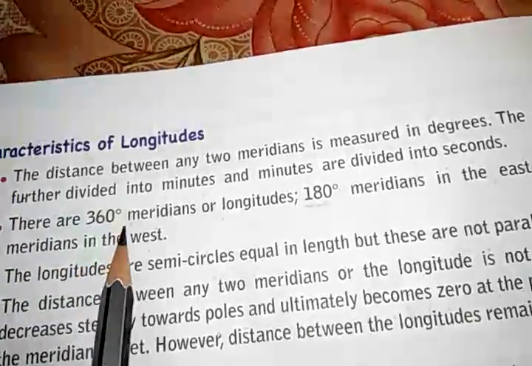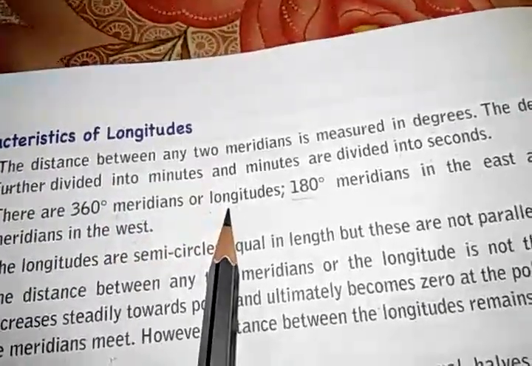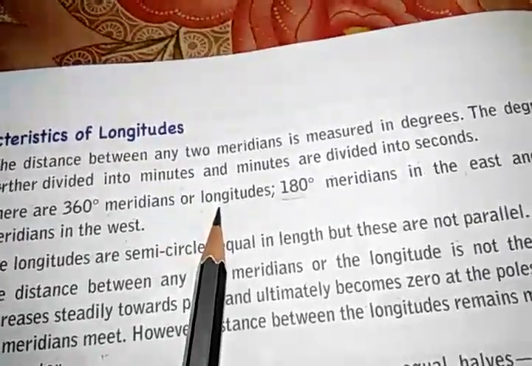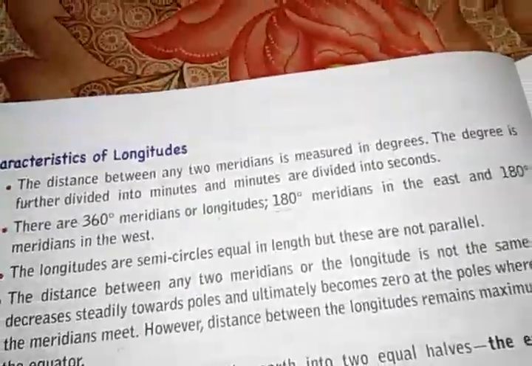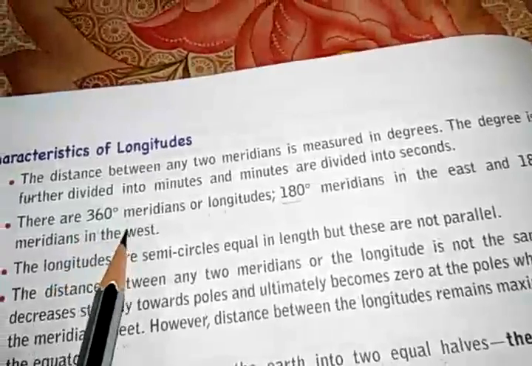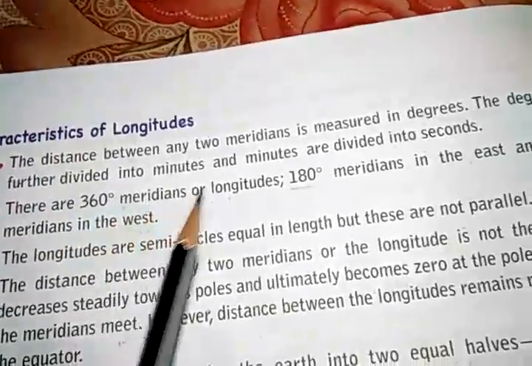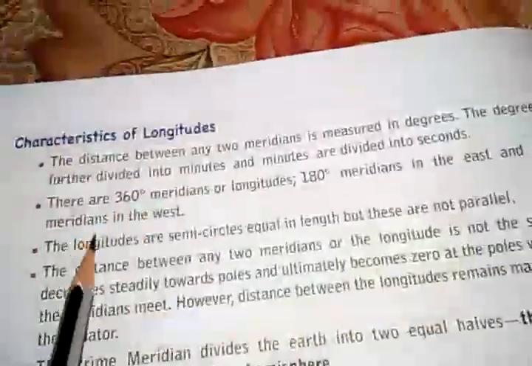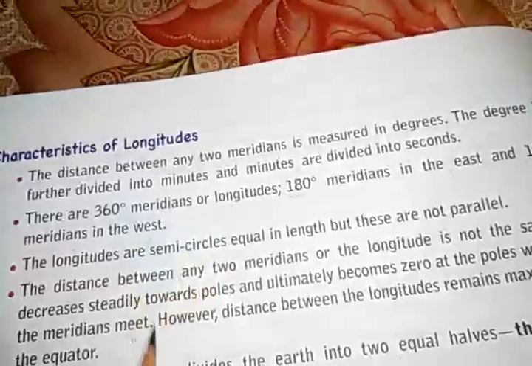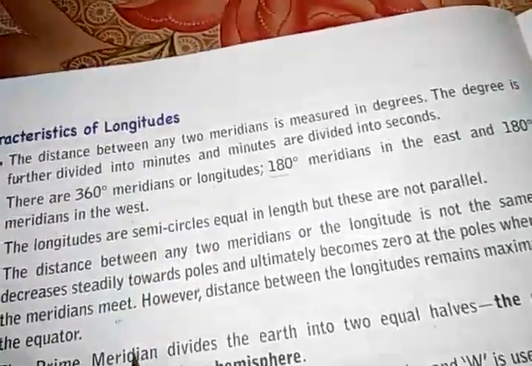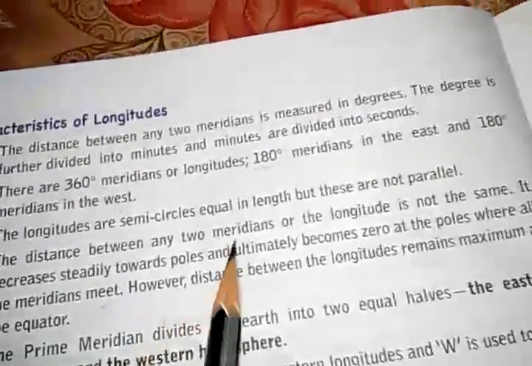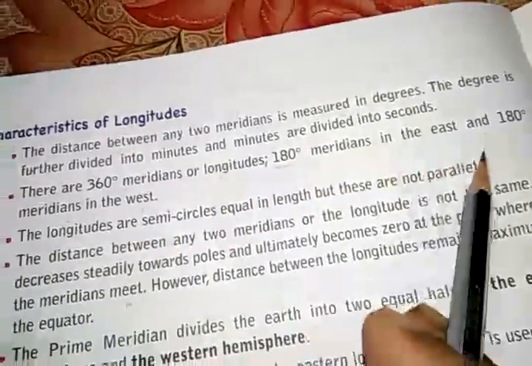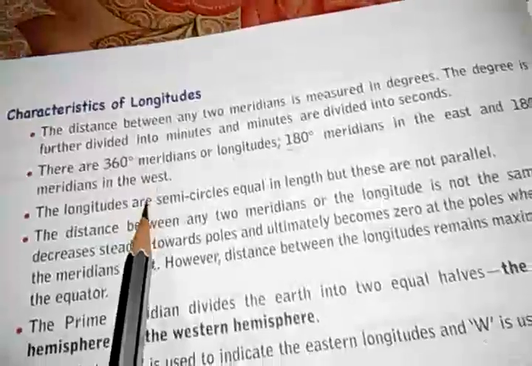Then there are 360 degree meridians or longitudes altogether, because earth is a circle, and in a circle how many degrees are there? 360. So since our earth is also spherical in shape, 360 degree meridians of longitudes are there. 180 degree meridians in the east and 180 degree meridians in the west. Just now I showed you the prime meridian. Prime meridian is the 0 degree, and 180 degree meridians are in the eastern hemisphere and 180 degree meridians are in the western hemisphere.